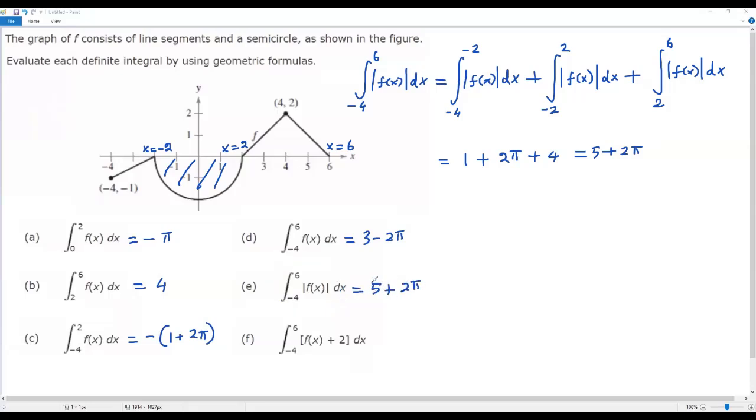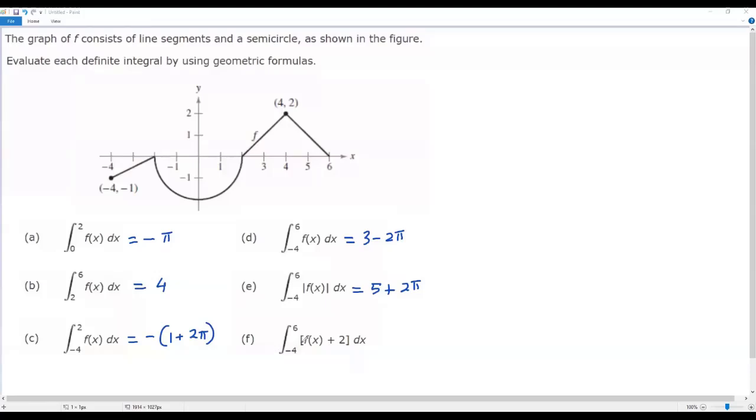Okay, now we can move to part F. In part F, we have the integral from negative 4 to 6 of f of x plus 2 dx. Let me write this integral as it is. Now I'm going to distribute this integral over f of x and 2. Then I'm getting the integral from negative 4 to 6 of f of x dx plus the integral from negative 4 to 6 of 2 dx.